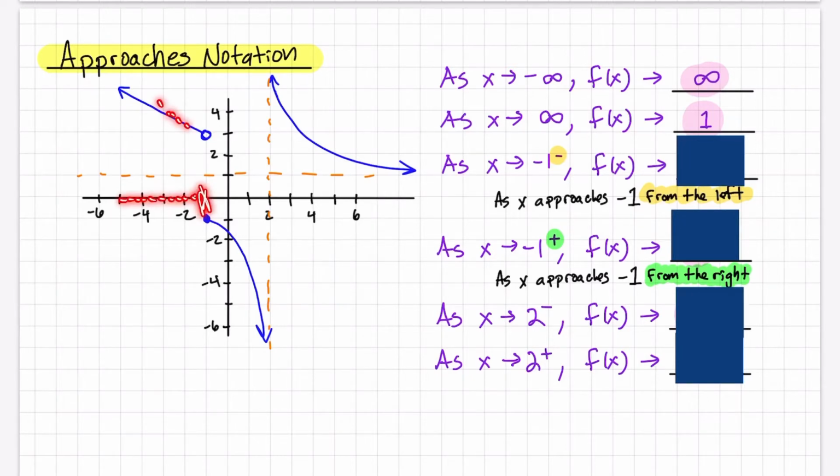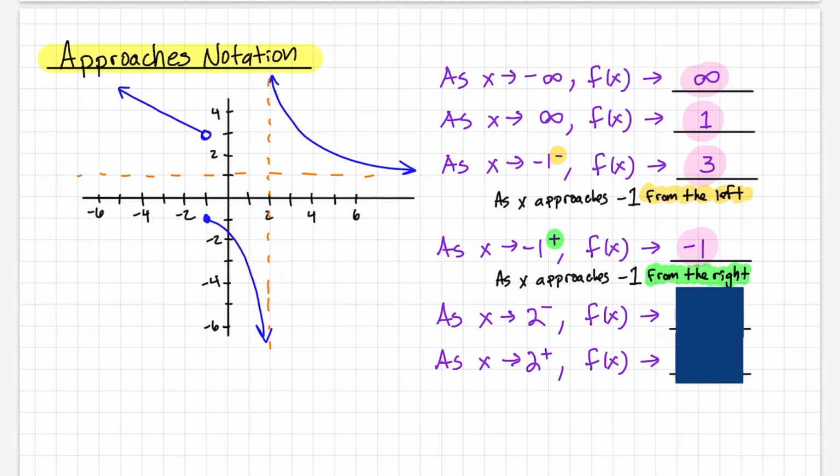what is happening to my y value? It's getting closer and closer to 3. All right? But if I'm approaching negative 1 from the right side, my y values are getting closer and closer to just negative 1. So from the right side, it's approaching negative 1. Think about it as just which side you're approaching these numbers from.